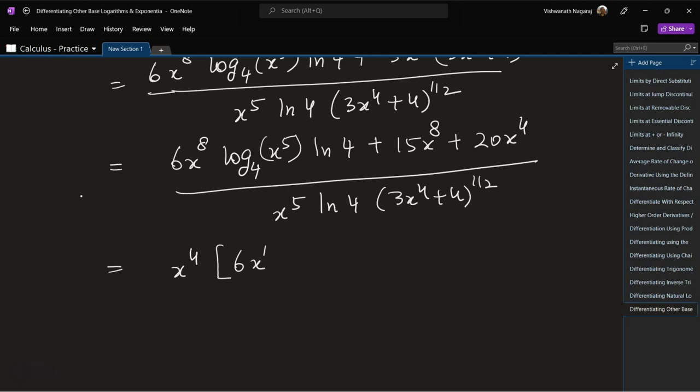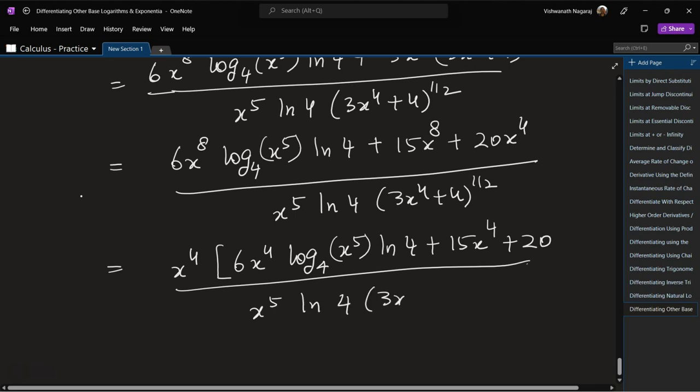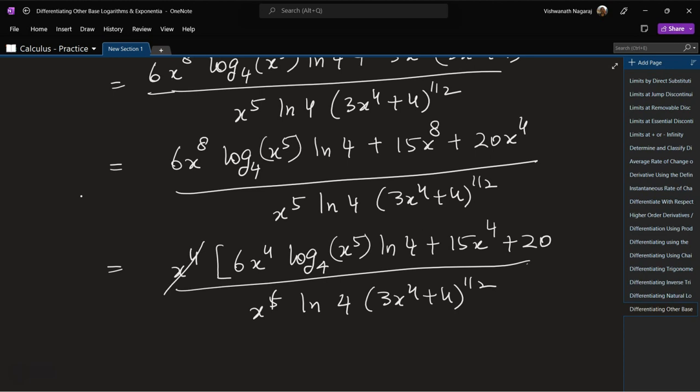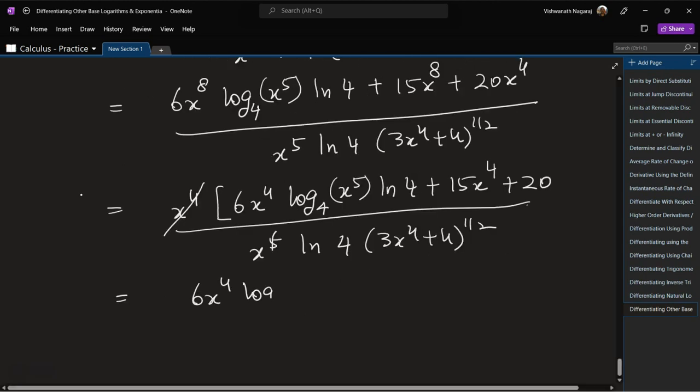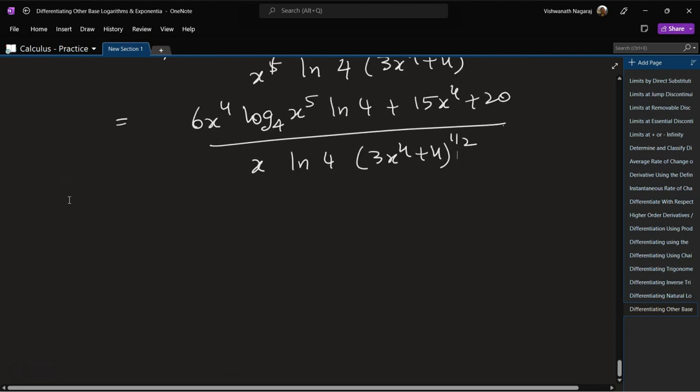We are left with 6x to the power of 4 log to the base 4 of x to the power of 5 natural log of 4 plus 15 x to the power of 4 plus 20, divided by x to the power of 5 natural log of 4 times 3x^4 plus 4 to the power of half. So here this x to the power of 4 cancels and only 1 x remains. So 6x to the power of 4 log to the base 4 of x to the power of 5 natural log of 4 plus 15x^4 plus 20, divided by x natural log of 4 times 3x^4 plus 4 to the power of 5. So that's the 15th one.